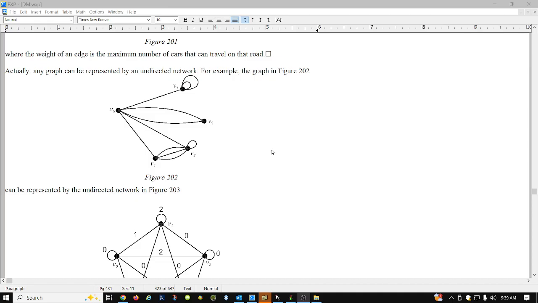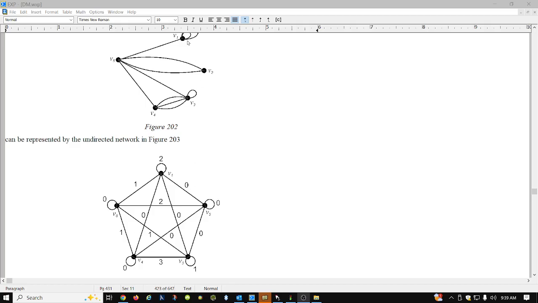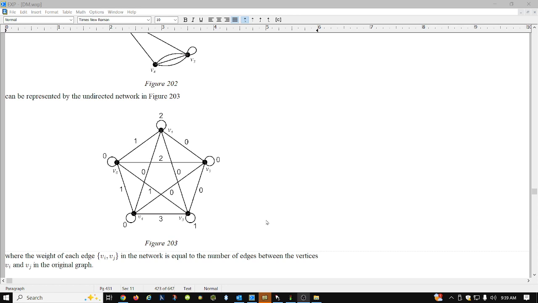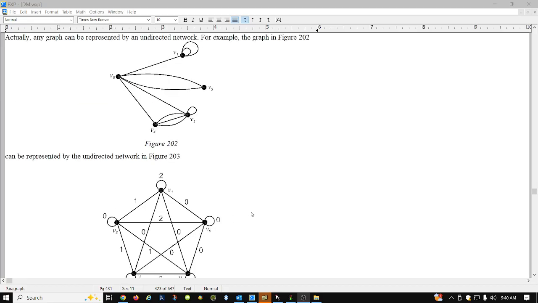Actually, any graph can be represented as an undirected network. So take a look at this graph, kind of a mess, but we can represent that in this way. The vertex set is the same, but what we have done is this is a complete graph with loops, and the weight of each edge in the network is equal to the number of edges between the corresponding vertices in the original graph. So for example, between V4 and V3, there are 3 edges. So that's why this edge here is labeled 3. And you might want to take a moment to convince yourself you can go back and forth. I mean, the network is defined by the graph, and the network will determine the graph as well.